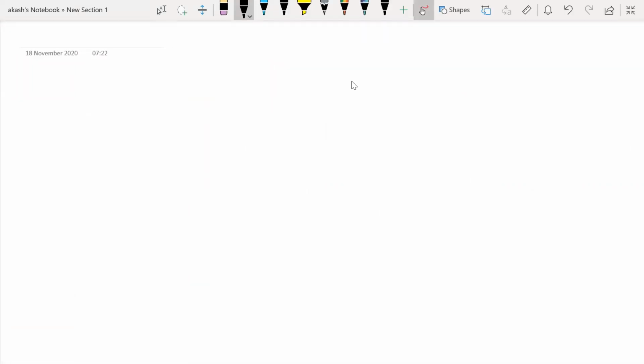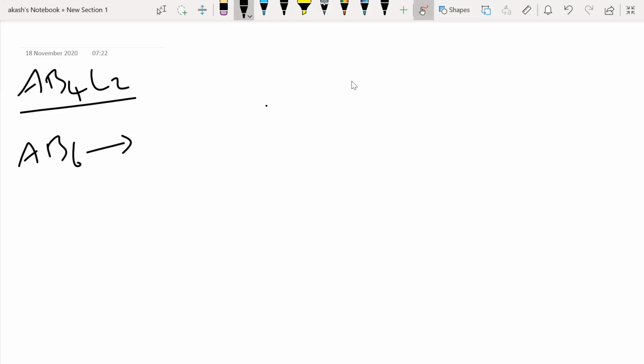Right, next I can go for AB4L2. There are 2 lone pairs, right? Actually, I forgot one small thing, guys. We'll come back to this. Let me go back to your AB6. Okay, so what I forgot there is, say if you have SF6, that means if you have a symmetrical molecule, there is no problem, right?